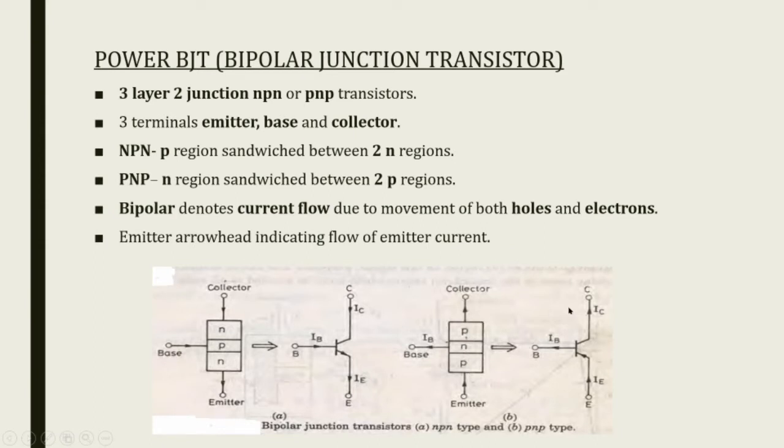Okay, and also in the term BJT, bipolar denotes that the current flow will be due to the holes and electrons, that is due to majority carriers and minority carriers. So in BJT, current flow is due to both majority and minority carriers. So that is why in BJT there is a term bipolar.